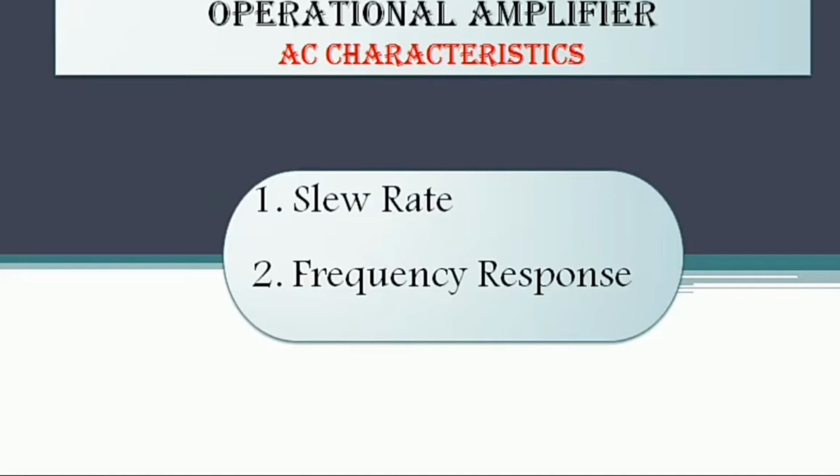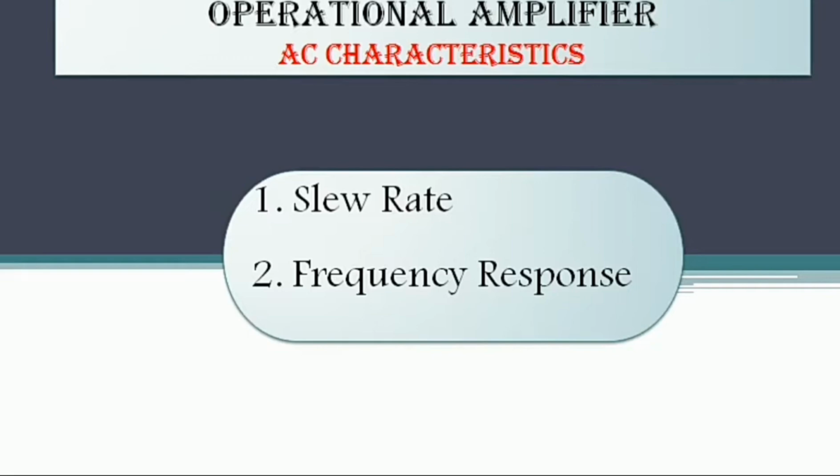With a zero input voltage a non-zero output voltage is obtained, we have seen, and we have discussed the compensation techniques that are used to overcome this drawback. Now in today's video we are going to see how an AC signal affects the internal stages of an operational amplifier. Here in the AC characteristics, we have mainly two important parameters.